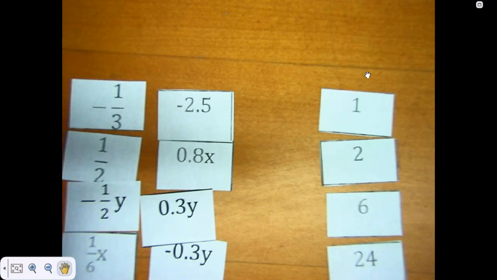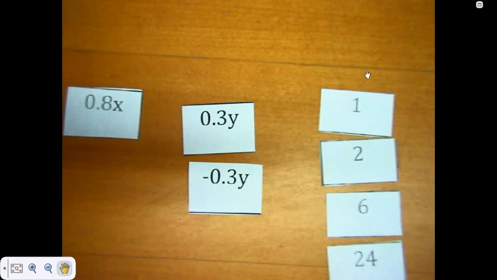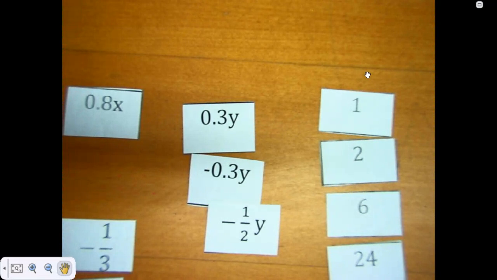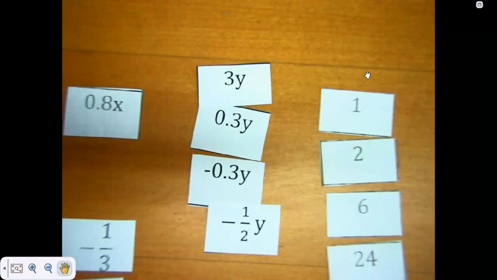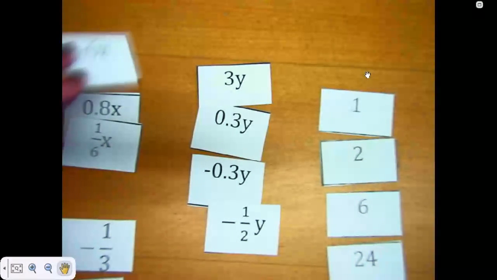I have also had them grouped where they put the X's in a group and the Y's in a group and the fractions in a group and the decimals in a group. But if they had these variables, they would put them together, and that was fine.